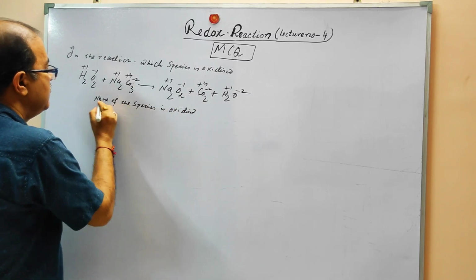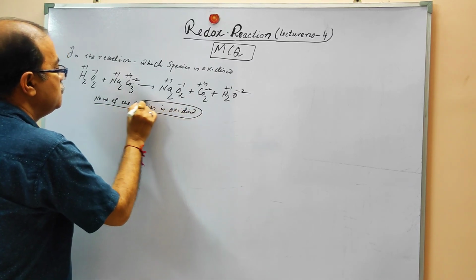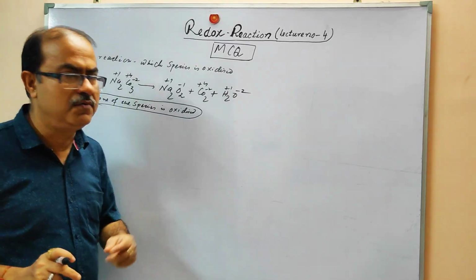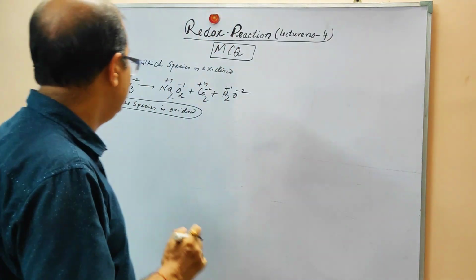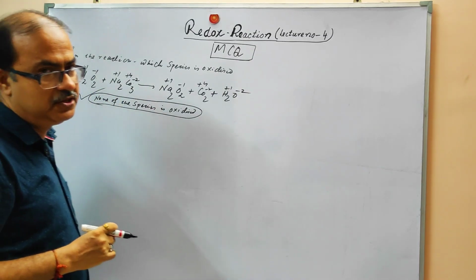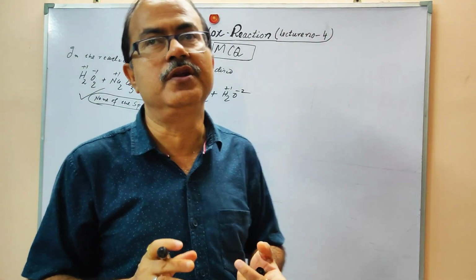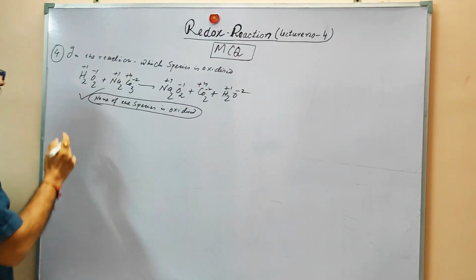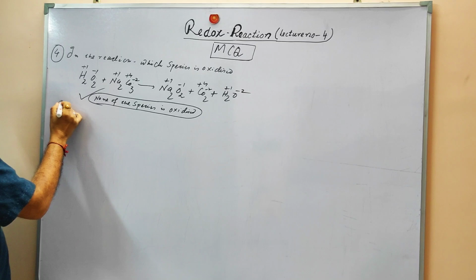So here different multiple choices will be given, and one of the choices will be "none of the species is oxidized." That will be the right answer. This type of confusing question will come. This was question number 4. Now we discuss question number 5.